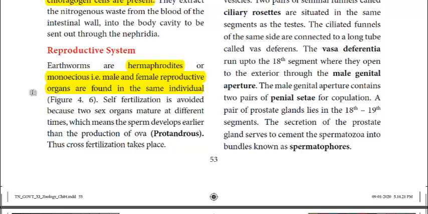This question can be asked as a 2-mark question. Self-fertilization is avoided because the two sex organs mature at different times, which means the sperm develop earlier than the production of ova. This is protandrous. Thus cross-fertilization takes place. What is this? They will definitely ask what is protandrous. This is a question I was asked when I studied B.Sc. Why do we call it protandrous? Because we have already studied hermaphrodites. What are hermaphrodites? The male reproductive organ and the female reproductive organ are in the same animal.